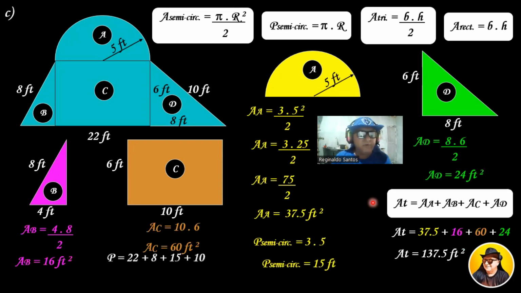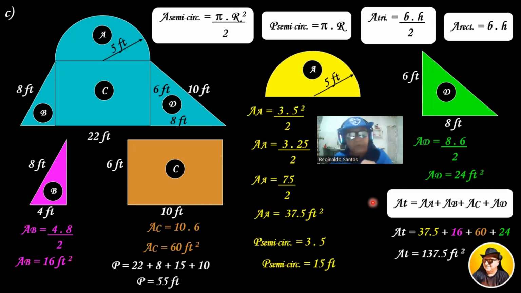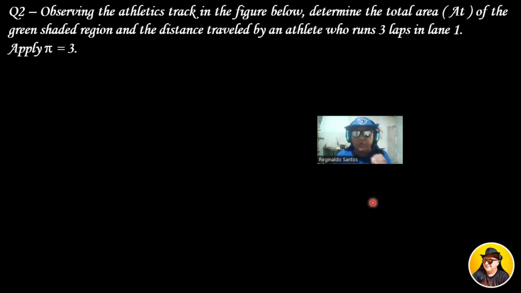Now we are going to find the perimeter. The perimeter is going to be 22 plus 8 plus 15 plus 10. So it's going to be 55 feet. Okay, well, this was question number 1. Let's see question number 2. We have here a word problem.